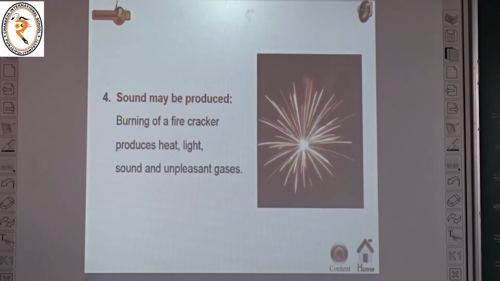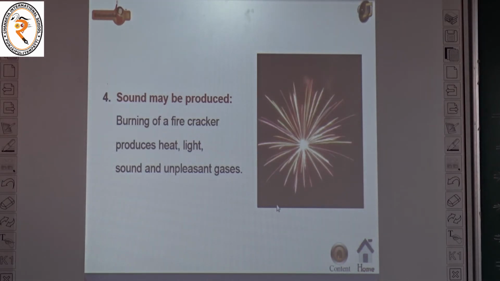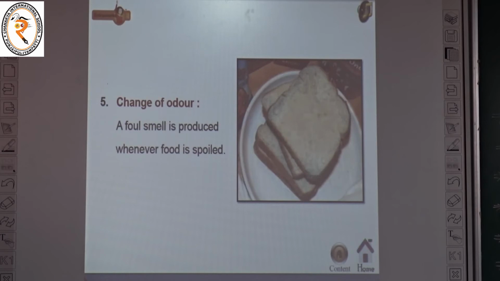Okay, and the next one, sound may be produced. See, burning of firecrackers produces heat, light, sound and unpleasant gases. Look at the picture, it can produce heat, light and sound, even some gases also. Then change of odor. Odor is nothing but a smell. See, a foul smell is produced whenever food is spoiled, isn't it? So it can change the smell of the object.